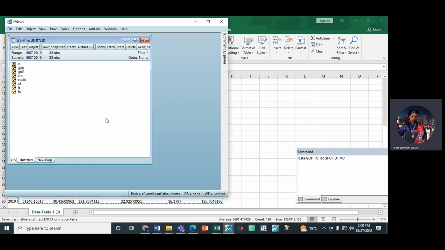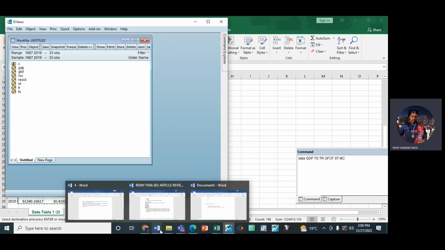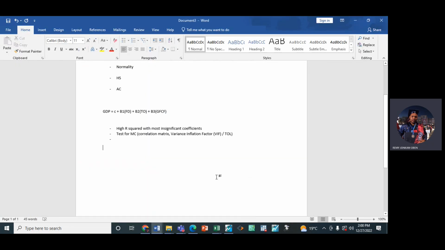Okay, that is it for multicollinearity tests. Now, let's assume that we have found multicollinearity. We are trying to carry out a study, and in our model, we have found multicollinearity. How can we solve it?